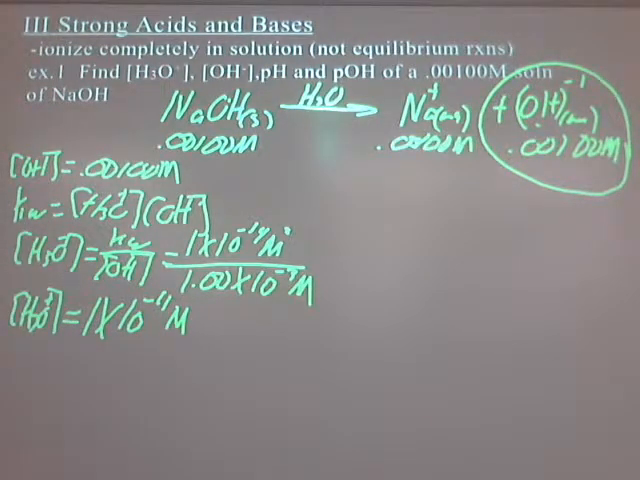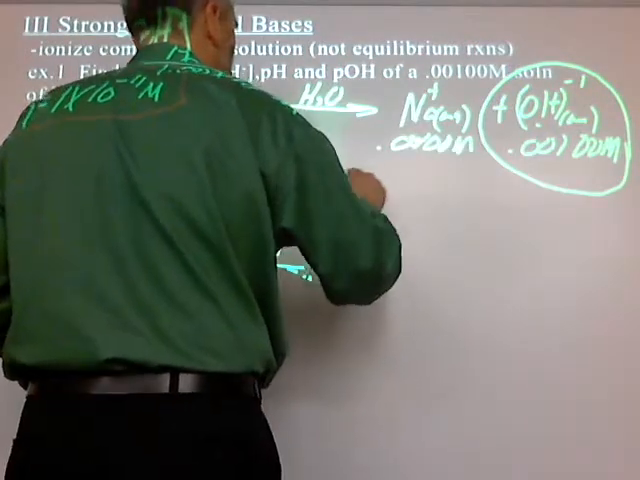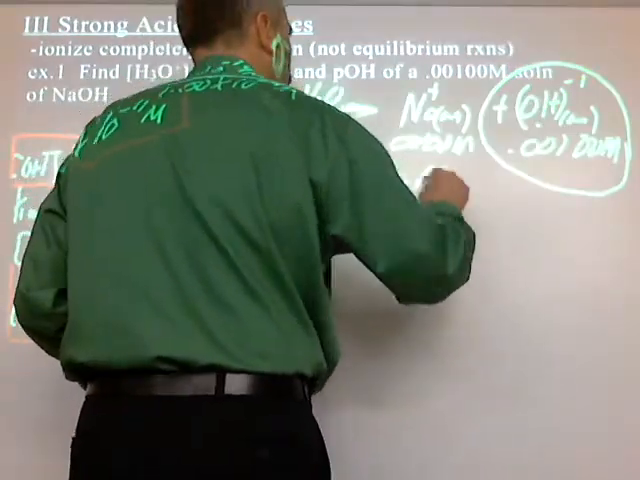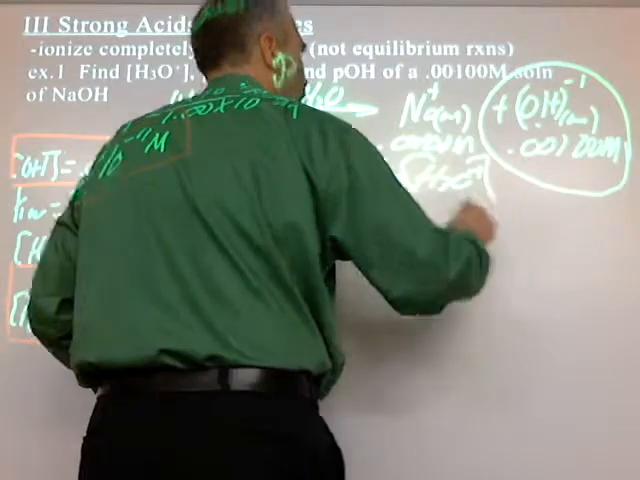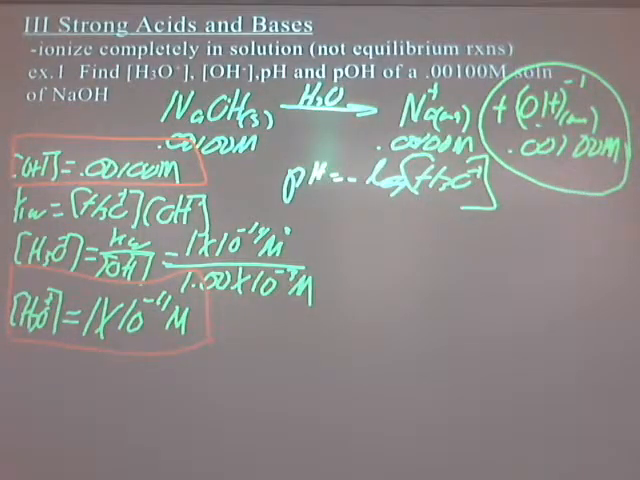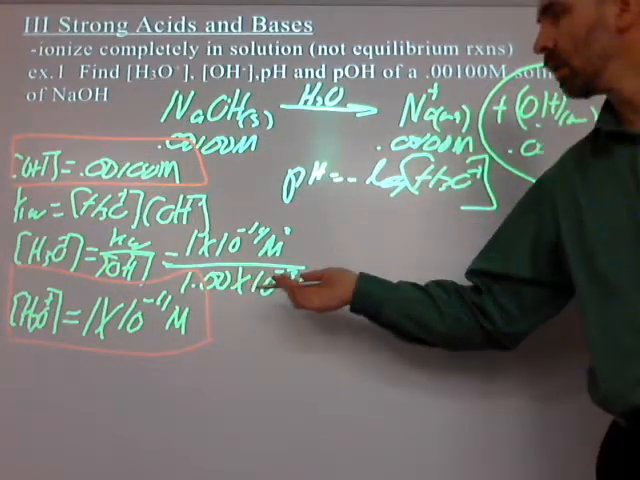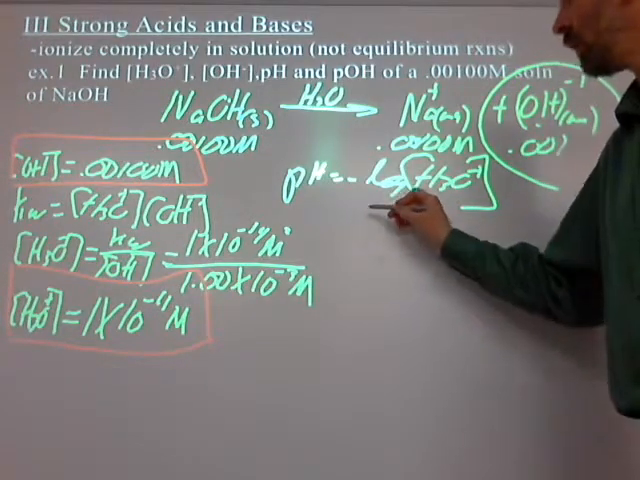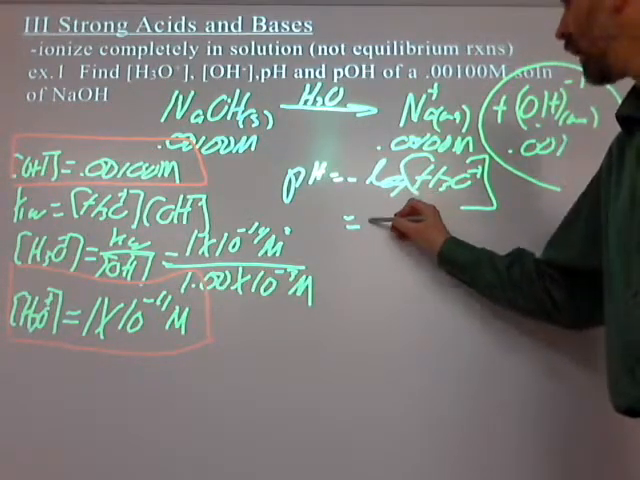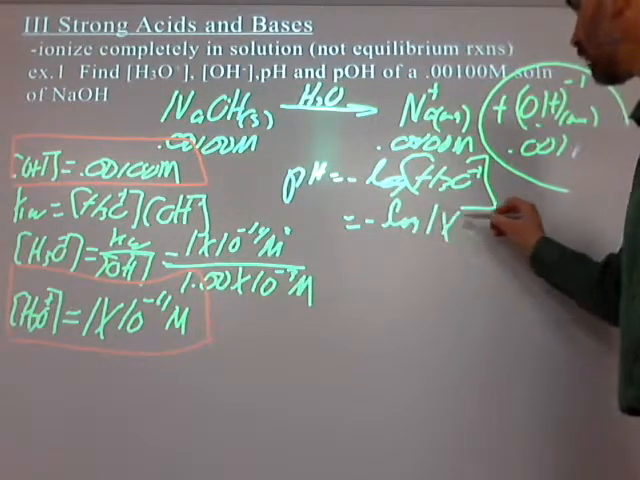Okay, I now have two answers. I have hydroxide, I have hydronium. All right, now I got to do pH. pH is negative log of the hydronium. Well, you know the hydronium. Exactly. The hydronium is 1 times 10 to the negative 11. So it's going to equal the negative log of 1 times 10 to the negative 11.